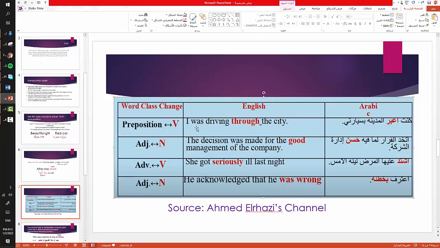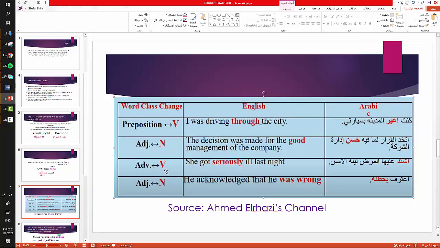From preposition to verb, like I was driving through the city. Through is a preposition. And كنت أعبر المدينة بسيارتي. أعبر from through, preposition to verb. From adjective to noun, the decision was made for the good management of the company. Good is an adjective. But when we translated, we said اتخذ القرار لما فيه حسن إدارة الشركة. حسن is a noun.